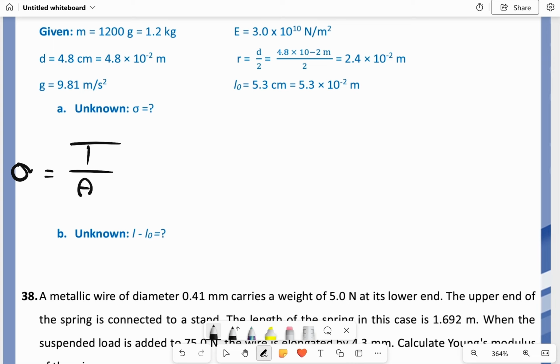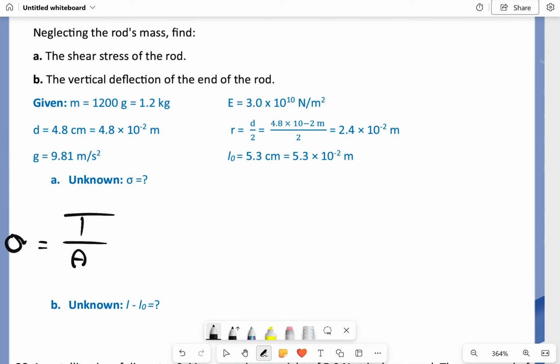Let me clarify this one. You have grams, you change it to kilograms, it will be 1.2 kilogram. You have centimeter, change it to meter, 4.8 times 10 to the power of minus 2. Then because this is the diameter, divided by 2, you will get 2.4 times 10 to the power of minus 2. This is the radius that you always use to find area.